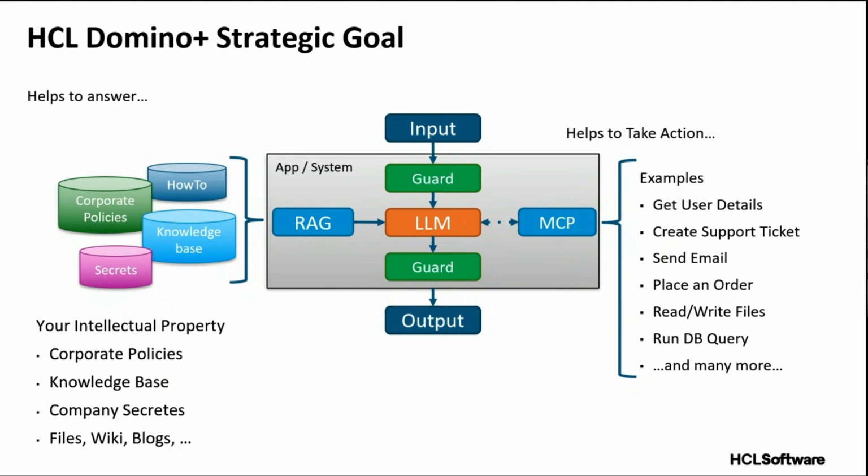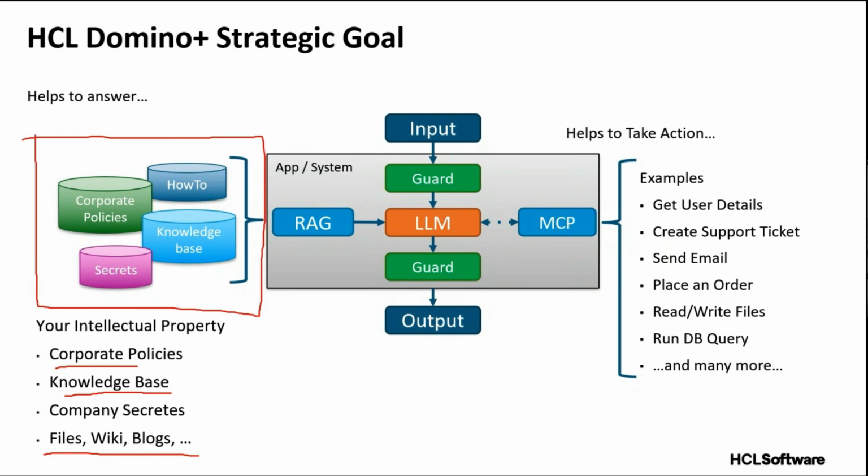These can be your corporate policies, your existing applications, knowledge bases, or files, wikis, blogs. This is all your Domino data which is already stored. And now with the current version 14.5.1, RAG is available. It can connect to these existing systems to bring in different kinds of use cases, right? These use cases can be getting user details, creating a support ticket, sending an email, placing an order, running a DB query, and there are various other functionalities or use cases which can be brought in.